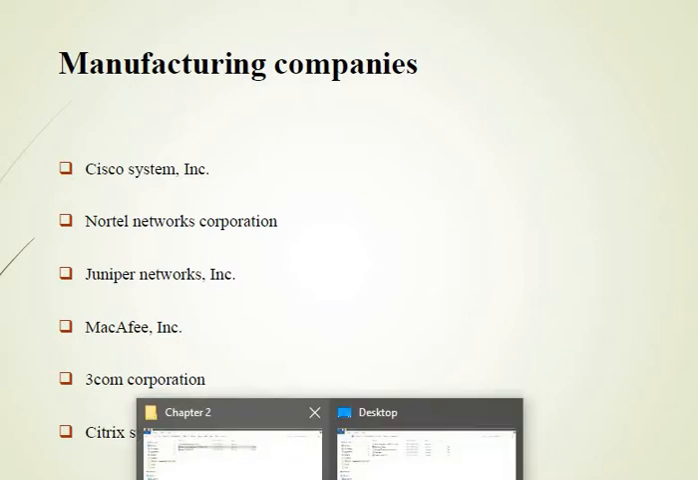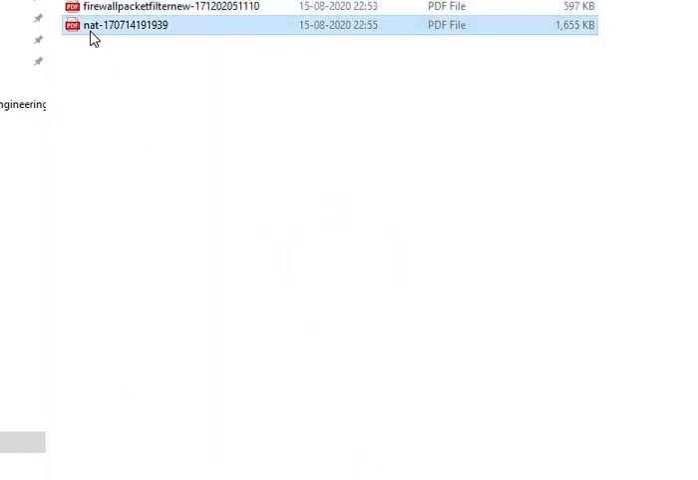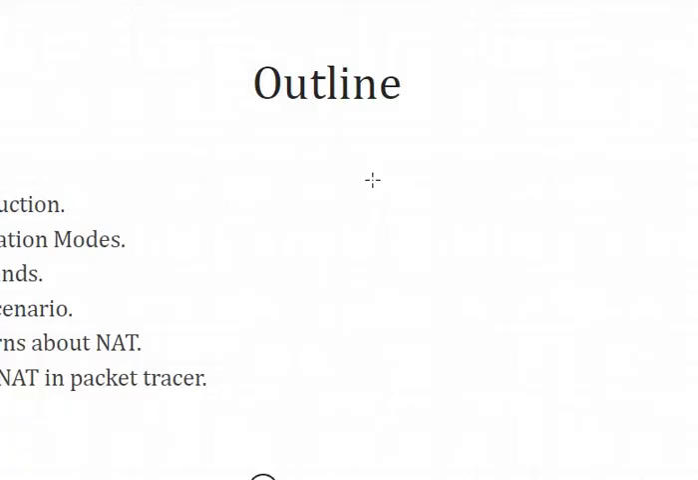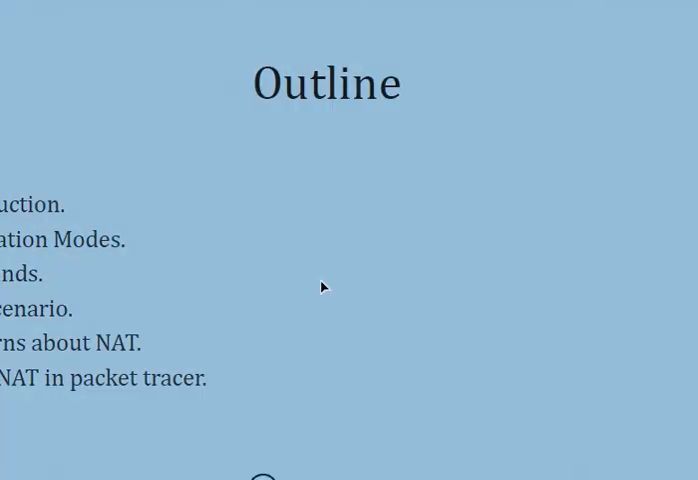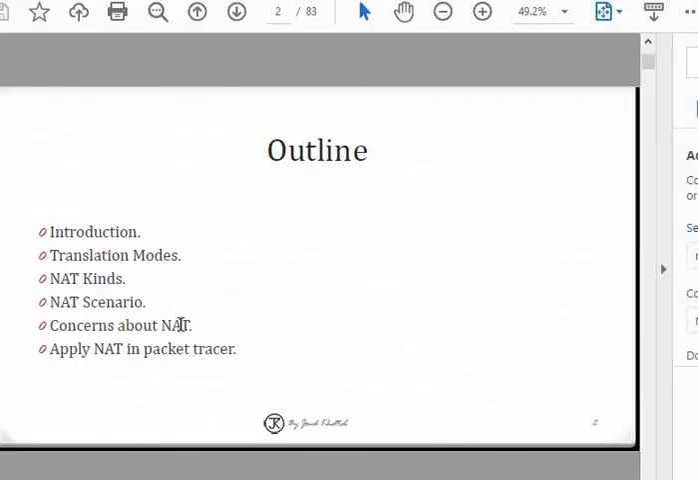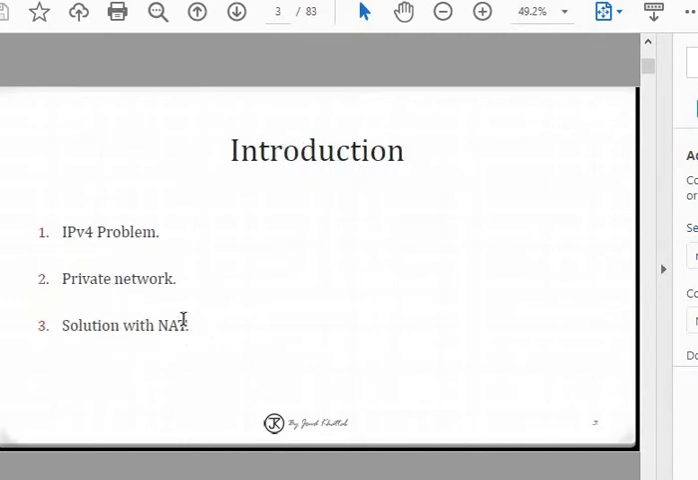So now we are moving towards the next topic, that is NAT, network address translation. So the next topic is network address translation. For that you have to have basic knowledge of computer networks: what exactly the network is, what exactly the IP address is, what are the private networks, what are the public networks, and all that. So let's move towards the next slide.